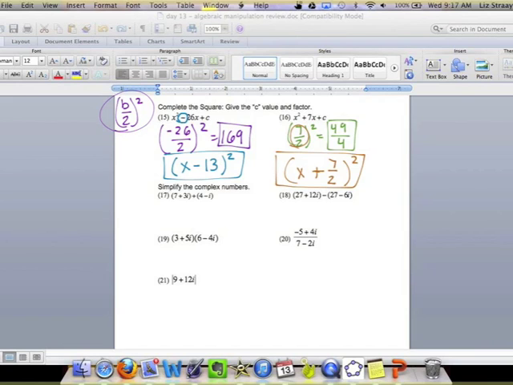Questions on completing the square? Okay, so then the last thing we have to review is what we've learned just the past 2 days, which is simplifying complex numbers by adding, subtracting, multiplying, dividing, or absolute value.